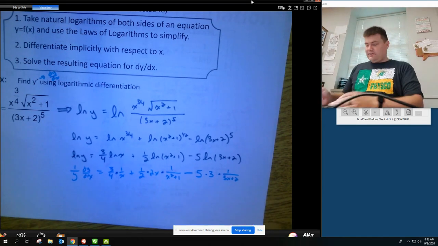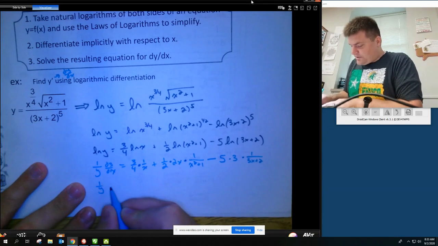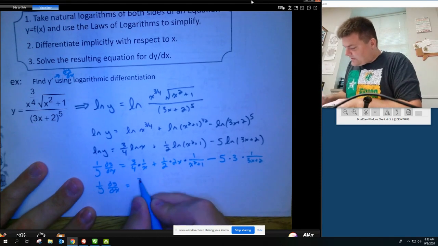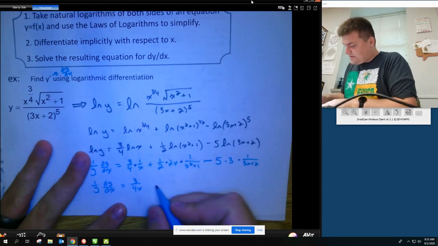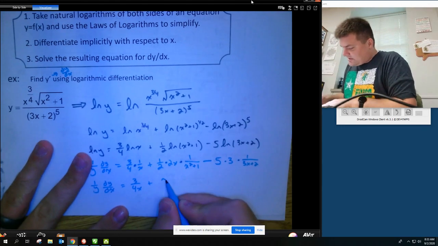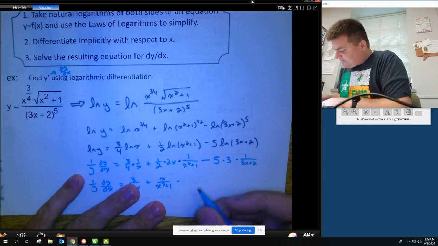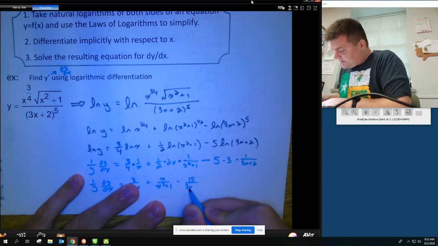Let me just clean that up a little bit here. I'm going to keep this 1 over y over here just for 1 second. That's going to give me 3 over 4x plus x over x squared plus 1. Those two, the half and the 2, are going to cancel out. Minus 15 over 3x plus 2.